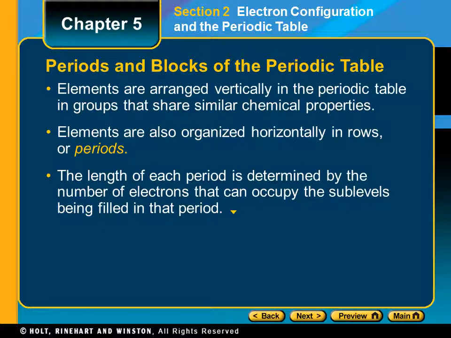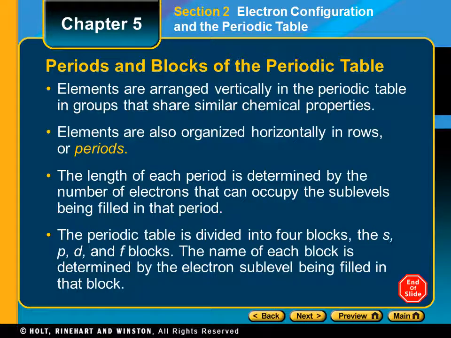The length of each period, so how far that period is from left to right, is determined by the number of electrons that can occupy the sublevels being filled in that period. So now we've got to take what we learned last chapter in terms of filling sublevels, and apply this to understanding the periods within the periodic table. So the periodic table is divided into 4 blocks. We have the S block, the P block, the D block, and the F block, and those should sound familiar. The name of each block is determined by the electron sublevel being filled in that block. So where are the electrons filling? If the electrons are filling an S sublevel, that element is going to be in the S block of the periodic table. If the electrons are filling a P sublevel, they're going to be in the P block, a D sublevel, an F sublevel, and so on and so forth.